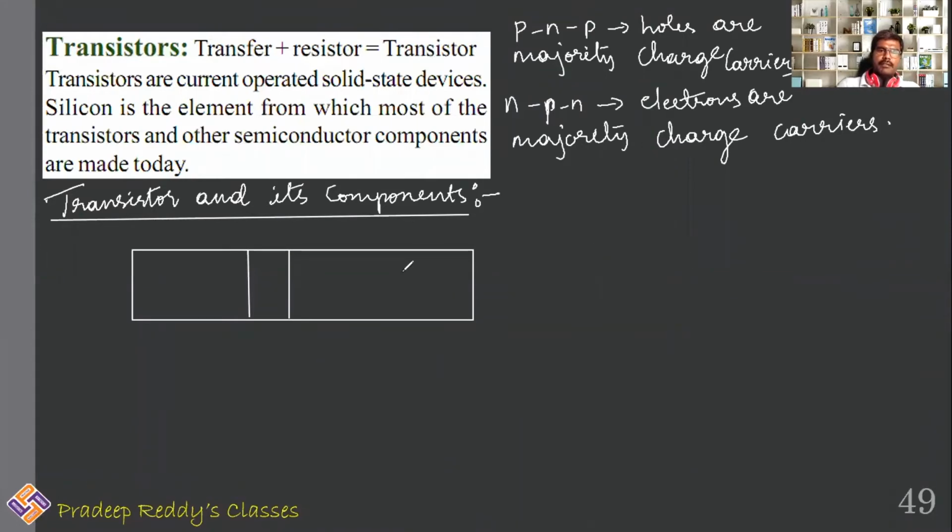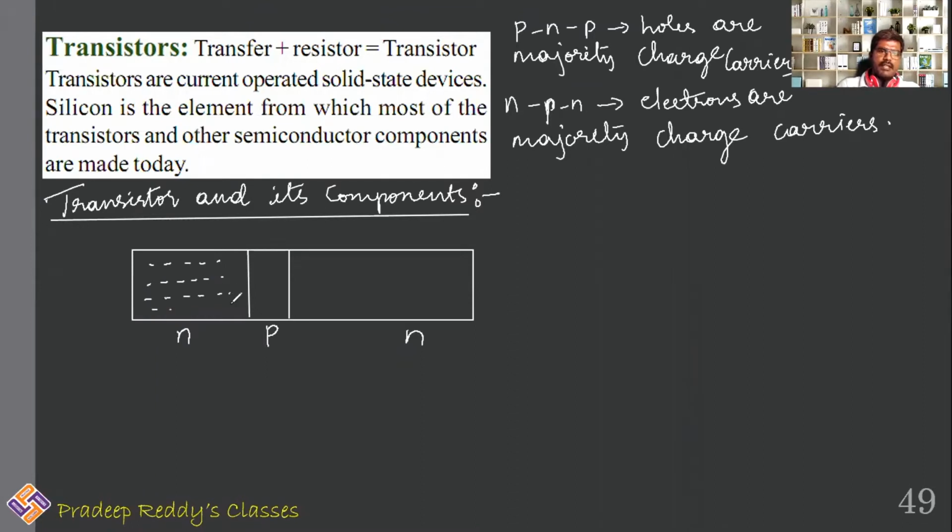Now let me explain what the components of a transistor are. In most cases we are habituated to discuss with electrons, which is why I am taking an NPN transistor here. This is N, P and N. It can even be PNP also, that's not at all an issue. As this is N type, there will be electrons.